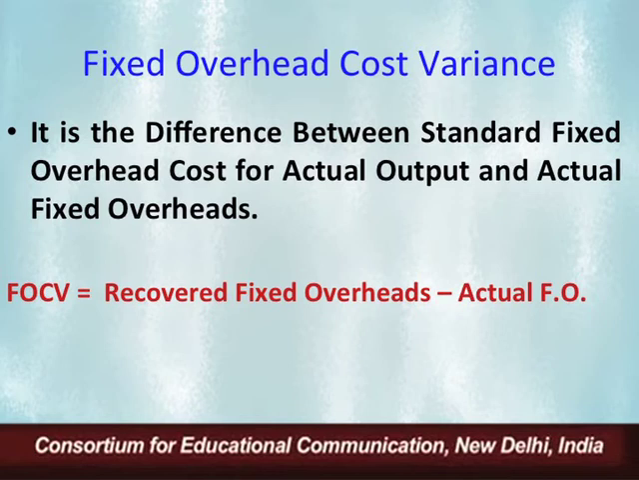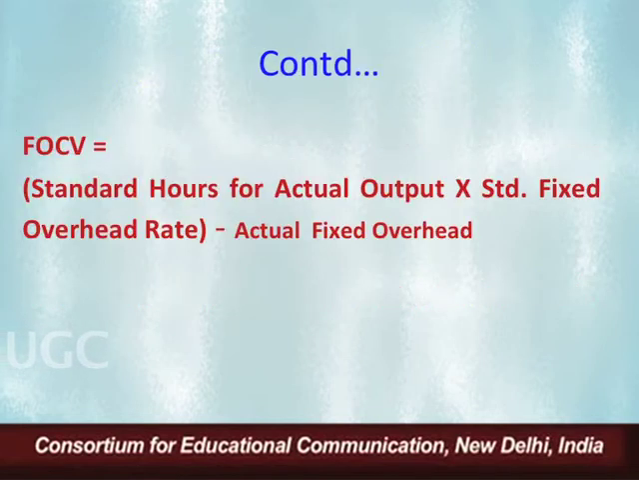Fixed overhead cost variance is equal to the standard fixed cost minus actual fixed cost. If I have to expand the formula, it becomes standard hours for actual output into standard fixed overhead rate, which we will be computing, and then whatever we get becomes the standard fixed cost, and afterwards we deduct actual fixed overhead from it to arrive at the fixed overhead cost variance. So the formula is standard hours for actual output into standard fixed overhead rate minus actual fixed overheads.